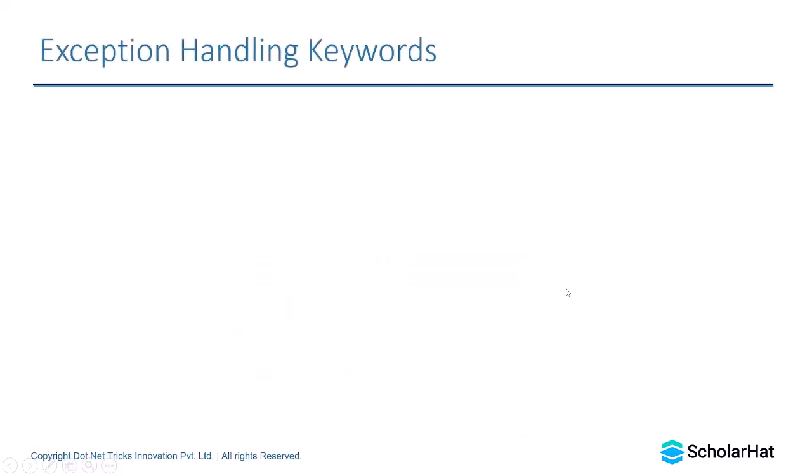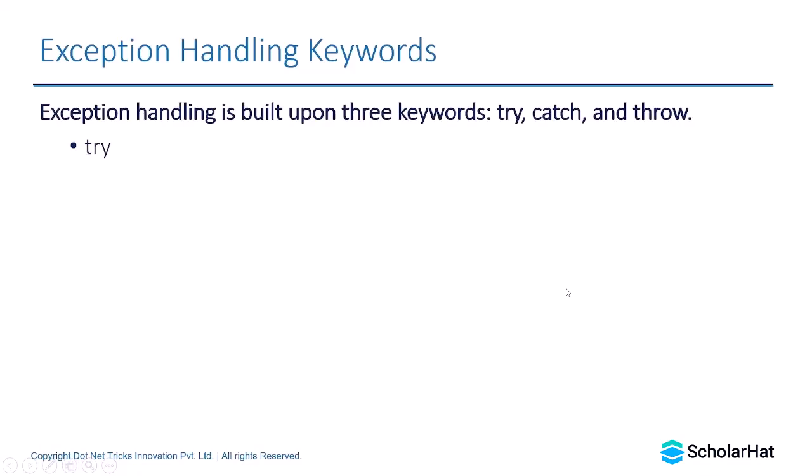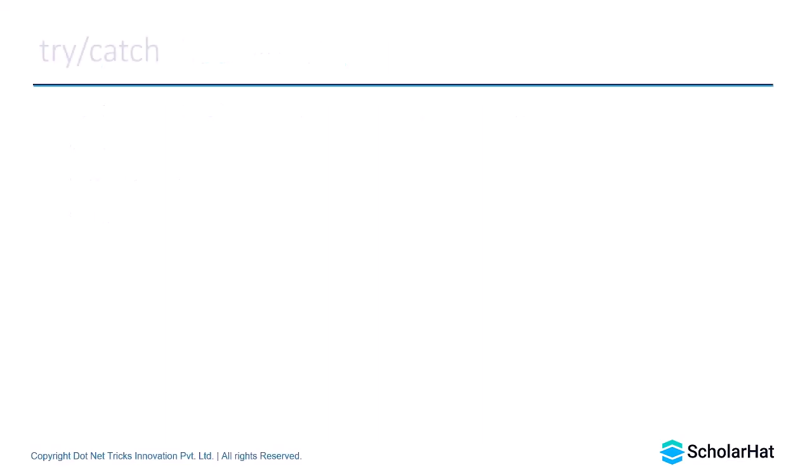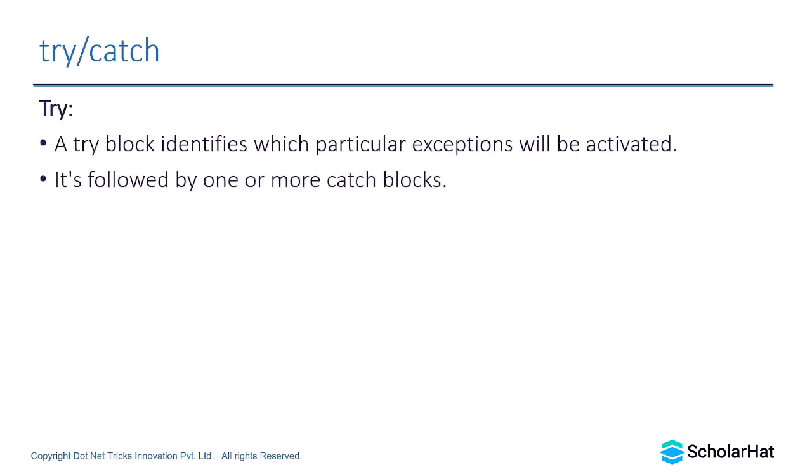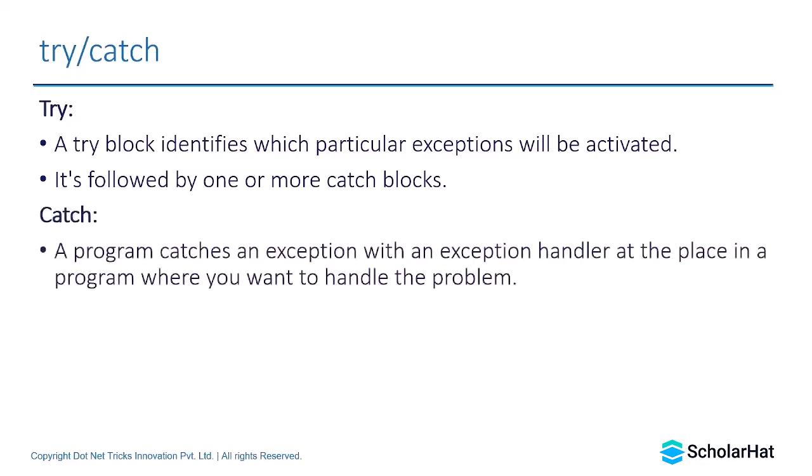What are these? Exception handling is built upon three keywords: try, catch, and throw. These are the three keywords exception handling is based on. Let's see what the try catch thing is. A try block identifies which particular exception will be activated. It is followed by one or more catch blocks. A catch is where a program catches an exception with an exception handler at the place in the program where you want to handle the problem.